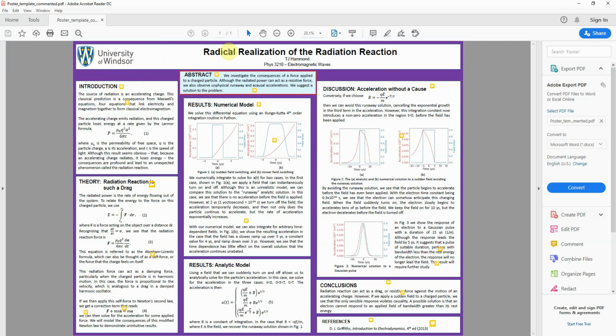And then, of course, you need to have a title. I thought since radiation reaction already has alliteration, I figured I would just go with it and make a terrible title. You of course want to have your name, and you would probably normally have the research group that you're from in here, or maybe a supervisor's name, or other people who have contributed to the poster underneath. But since all these posters are being done individually, I just thought we'd say that this is for electromagnetic waves.